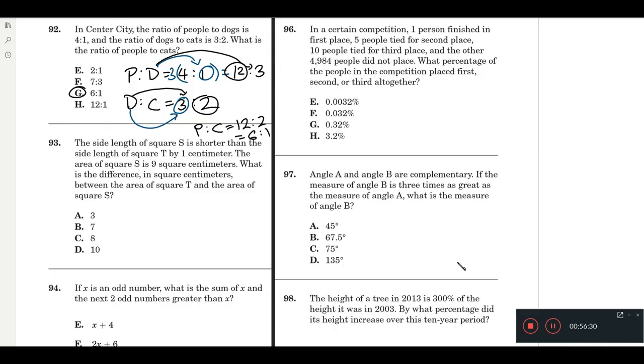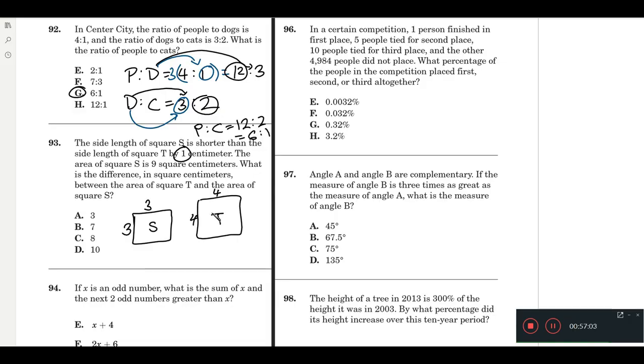All right, so 93, if you take a look at it, the side length of square S is shorter than the side length of square T by 1 centimeter. The area of square S is 9. So if the area of square S is 9, it's a 3 by 3 square, isn't it? And this is 1 shorter, so this must be 4 by 4. What is the difference between the areas?